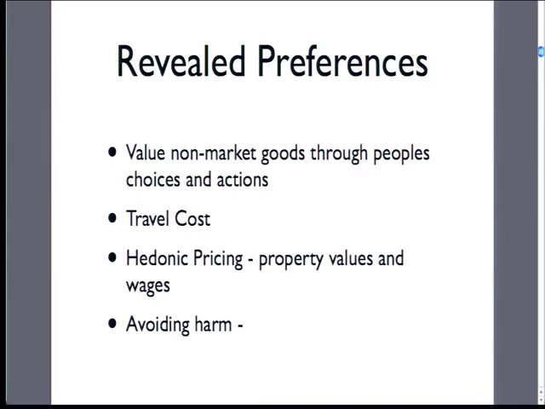Finally, avoiding harm. This would be like buying water, filtering water to avoid contamination from water. This would include wetland improvements. Where areas get flooded, we need to allocate lands for flooding or allocate wetlands to protect us from flooding, because we would have a damage cost from flooding.